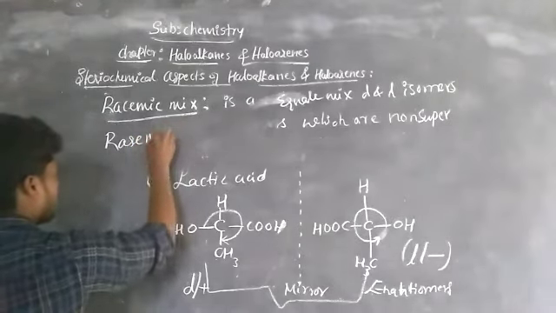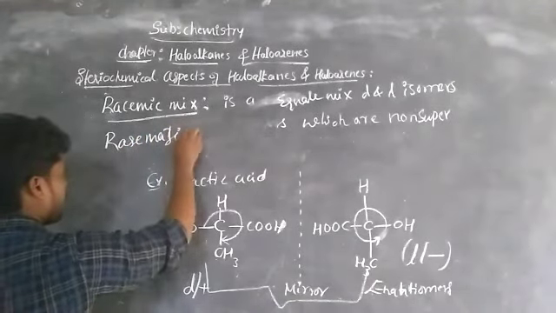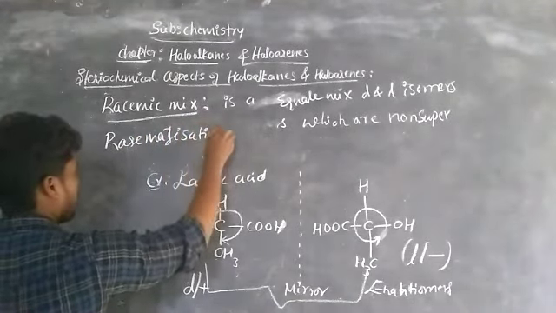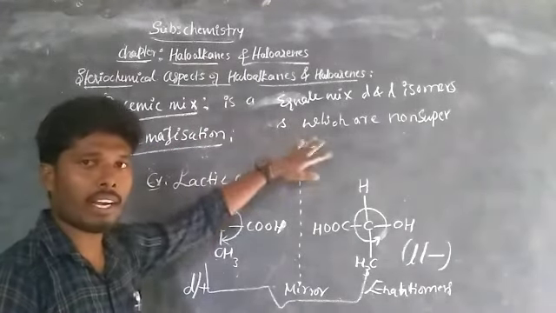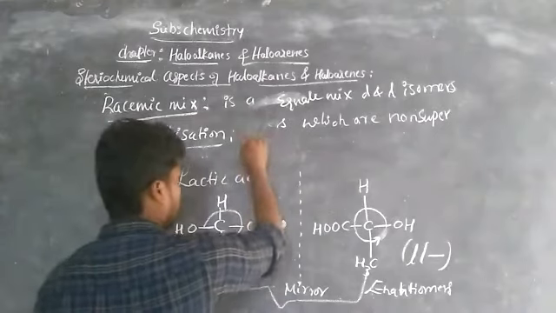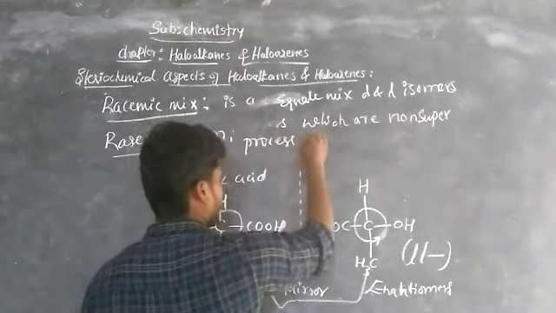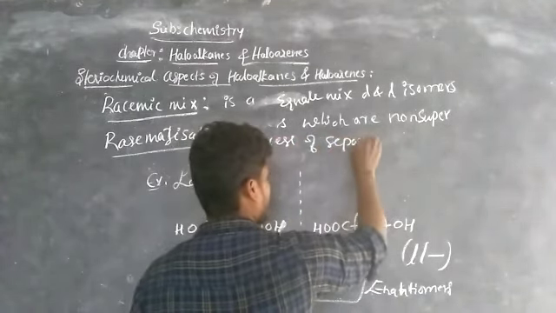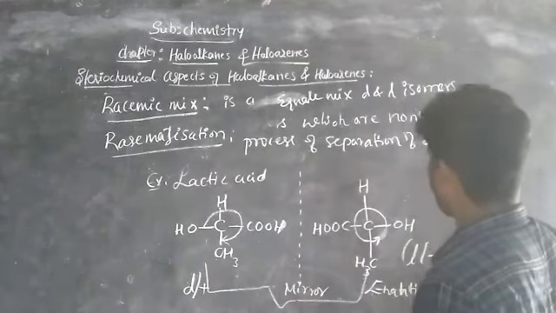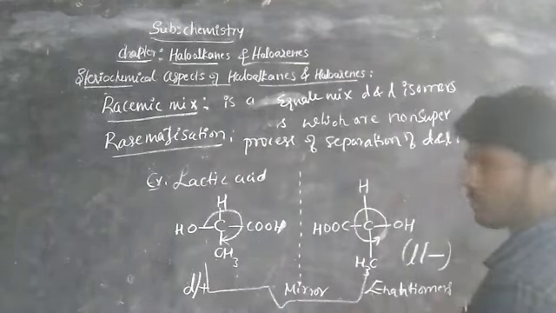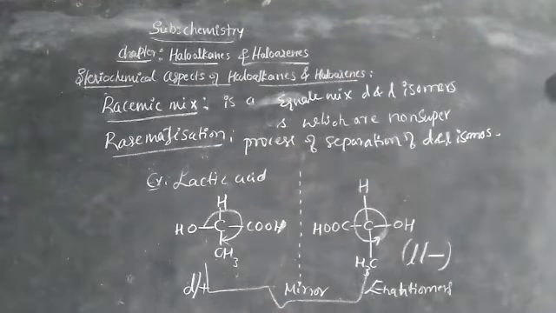Racemization is the process of separation of D and L isomers.